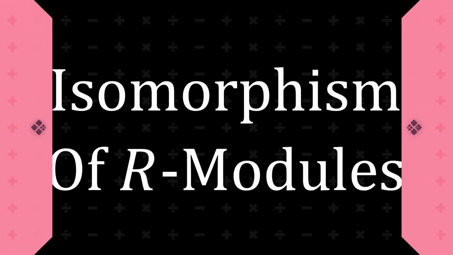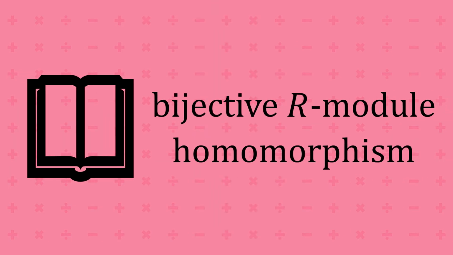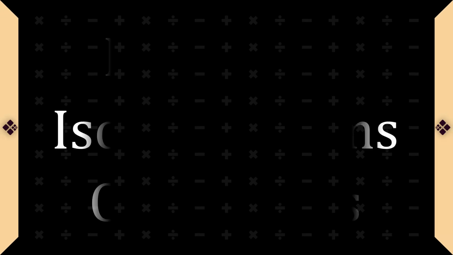Now we can define an isomorphism of R modules, which is a bijective R module homomorphism. Here is one result for isomorphisms of modules. If phi is an isomorphism of modules, then so is its inverse map.